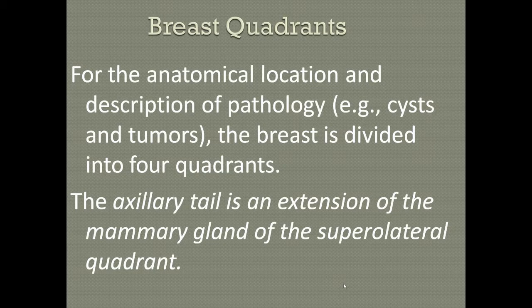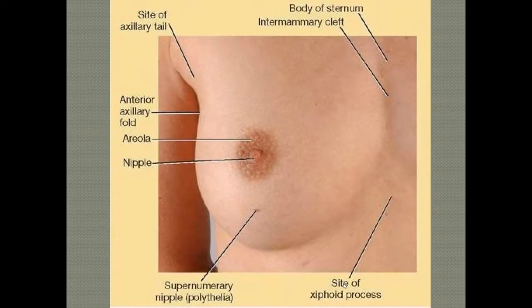First we will study the breast quadrants. For the anatomical location and description of the pathology, the breast is divided into four quadrants. The axillary tail is an extension of the mammary gland of the superior lateral quadrant.